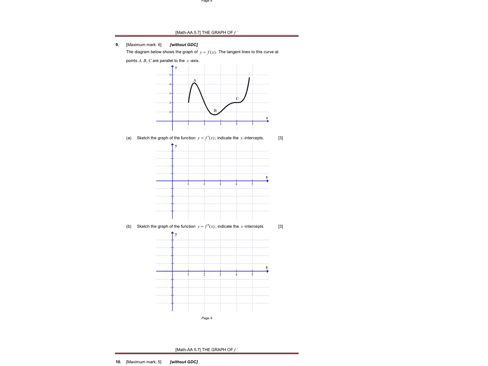All right, number 9. The diagram shows y equals f(x). The tangent lines to this curve at A, B, and C are parallel to the x-axis. That means they're maxes and mins, or C is a stationary point.